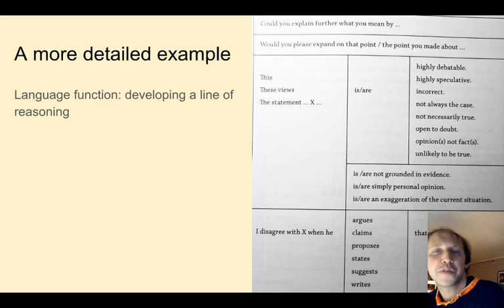This is for the language function of developing a line of reasoning. And so you can see that there are different categories, asking someone to elaborate, down to making a point of disagreement in different ways.